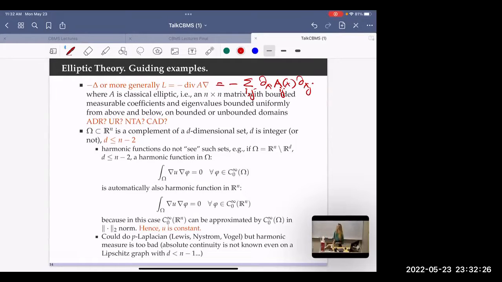I haven't yet told you on which domains I want to discuss this, but of course, to start with what we just defined: ADR, equal to non-tangentially accessible, something like that, to start, n minus one dimensional. Now, the second one, and more to the point of this lecture, is the case of the complement of a d-dimensional set, where d is, let's say, an integer, or possibly not, but if you want to match, an integer, and d is smaller than n minus 1.